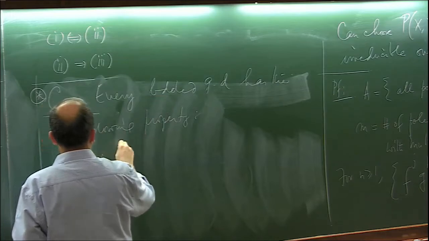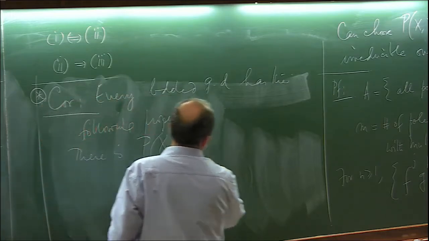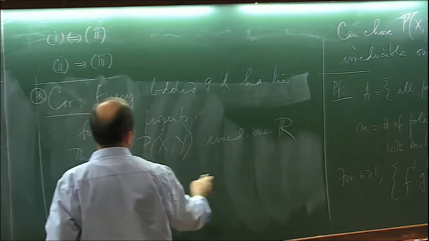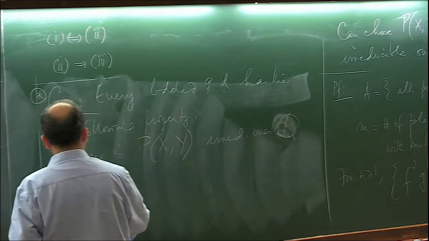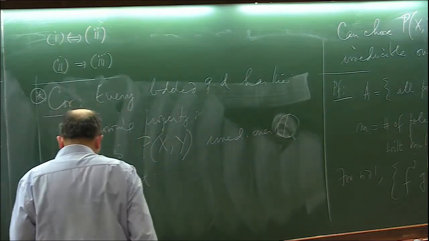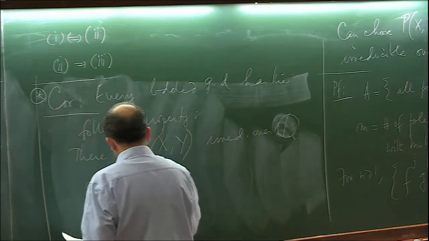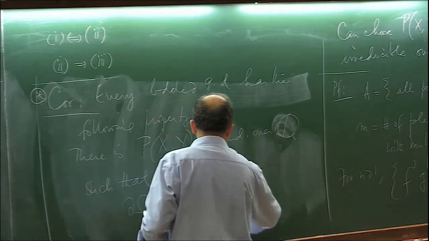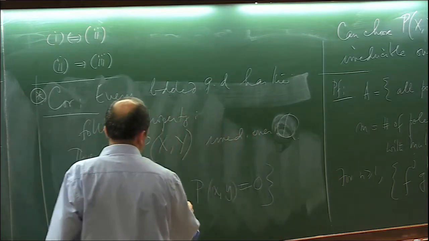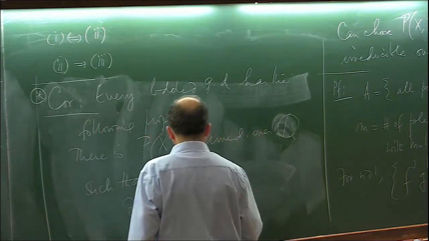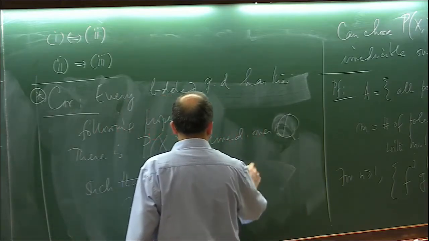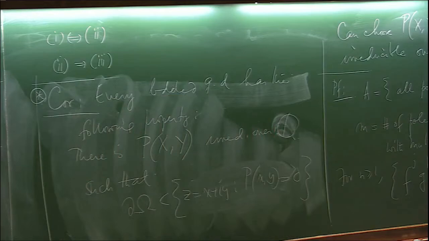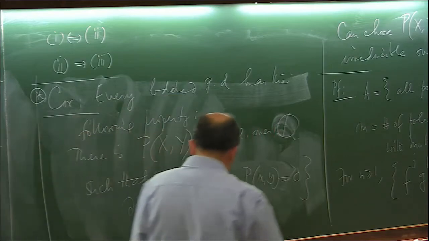There is a polynomial p of x, y, irreducible over R, such that the boundary of omega is in fact contained in the set where p of x, y equals 0. So (x, y) in R^2, such that this is true. Okay, so how do you quickly prove this?